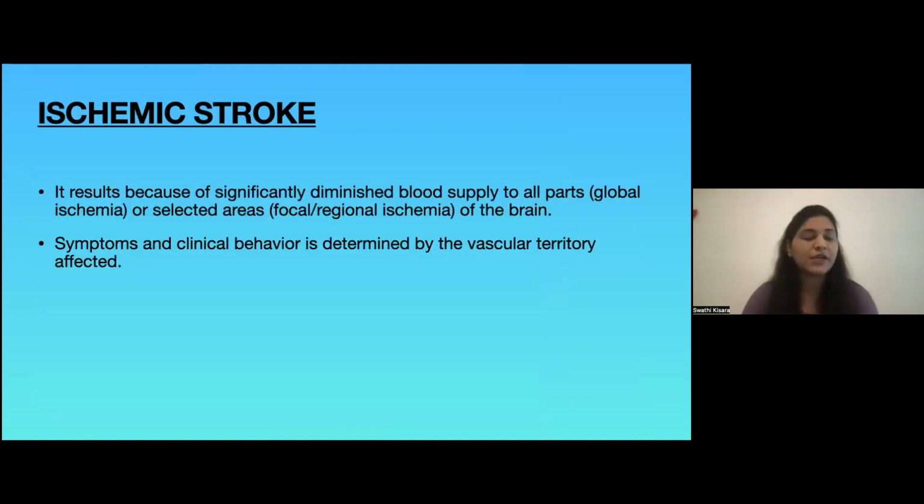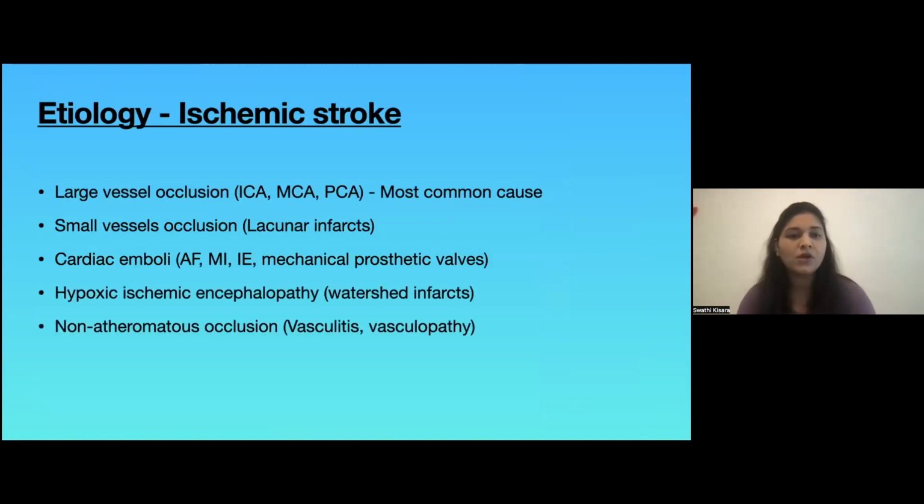Now coming to ischemic stroke, it results because of significantly diminished blood supply to all parts or selected areas of the brain. The symptoms and clinical behavior is determined by the vascular territory that is affected. So the most common etiology of ischemic stroke is large vessel occlusions. Large vessels meaning they can be anterior cerebral, middle, and posterior cerebral arteries.